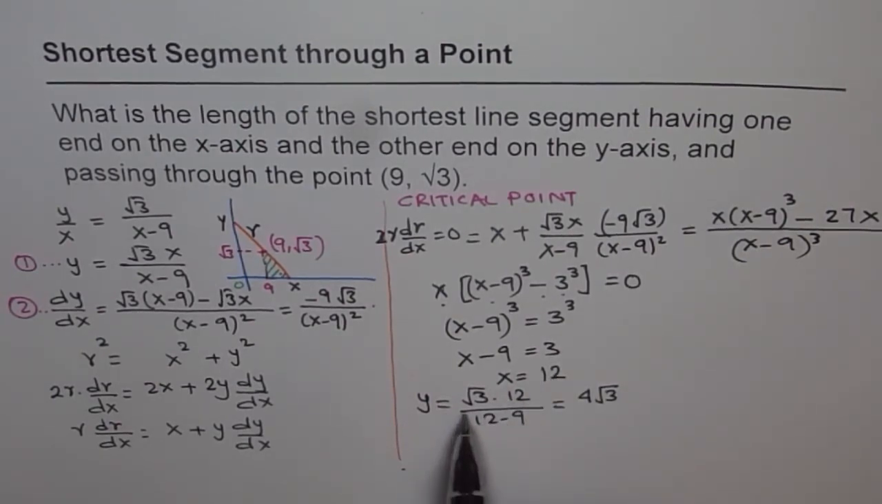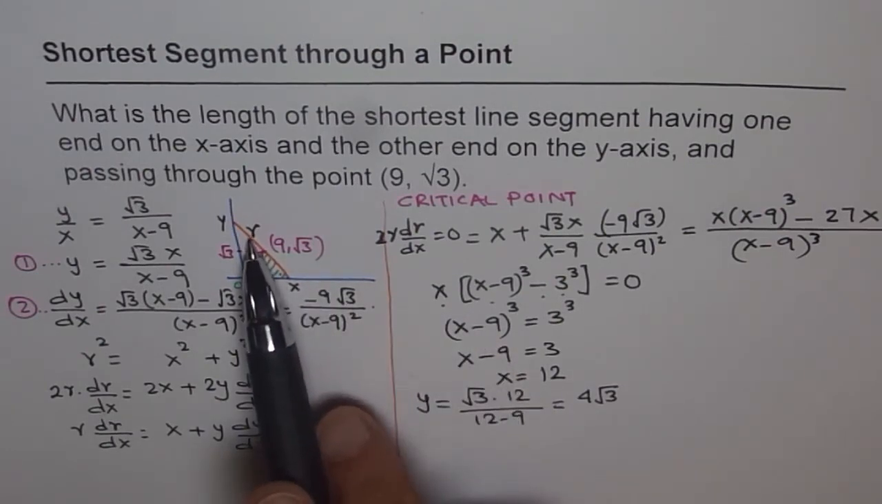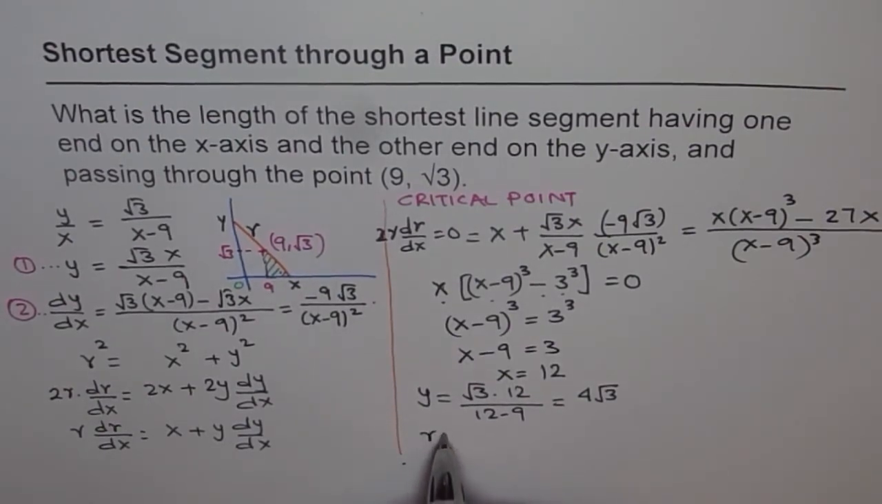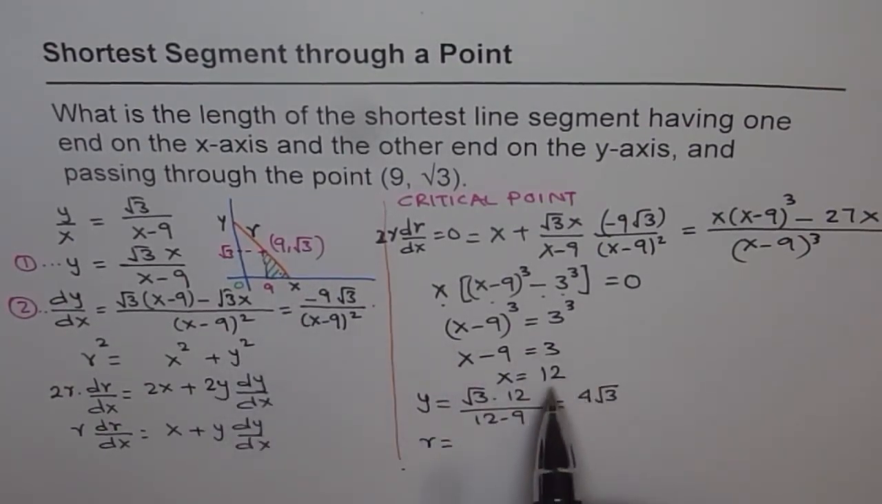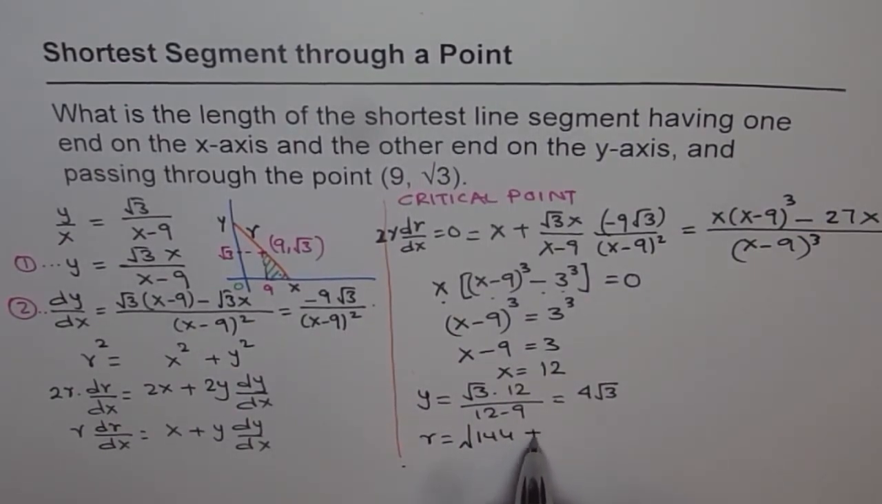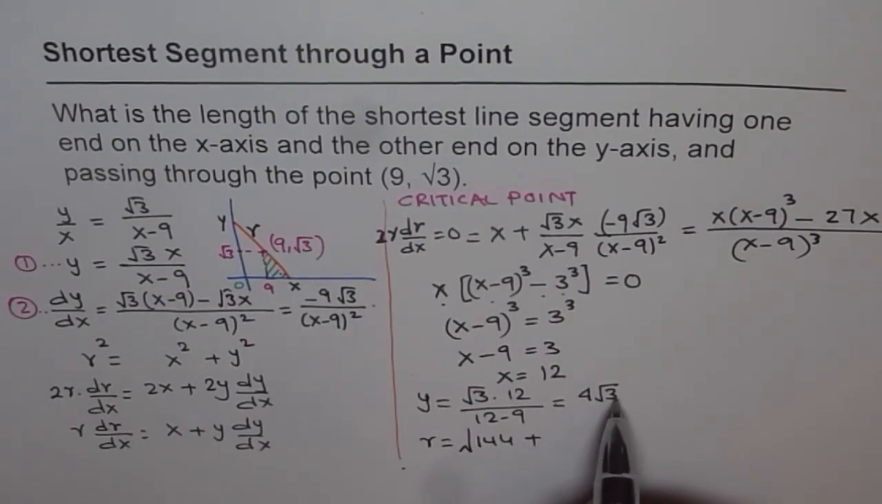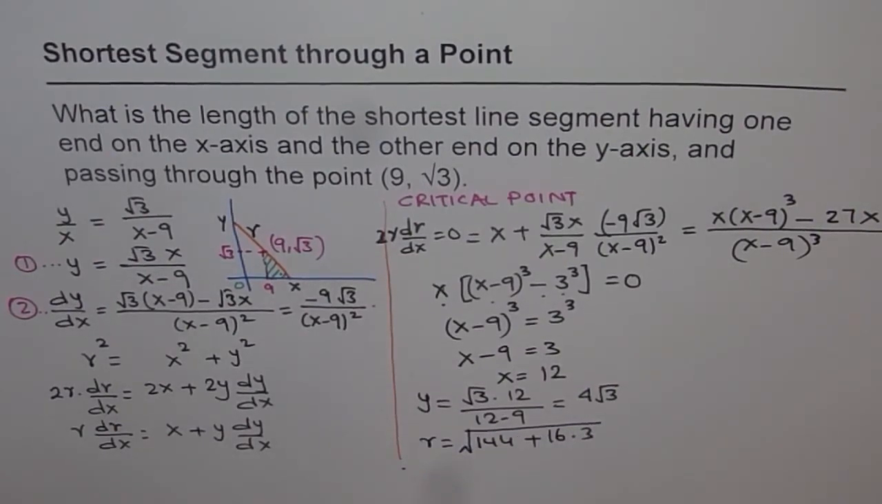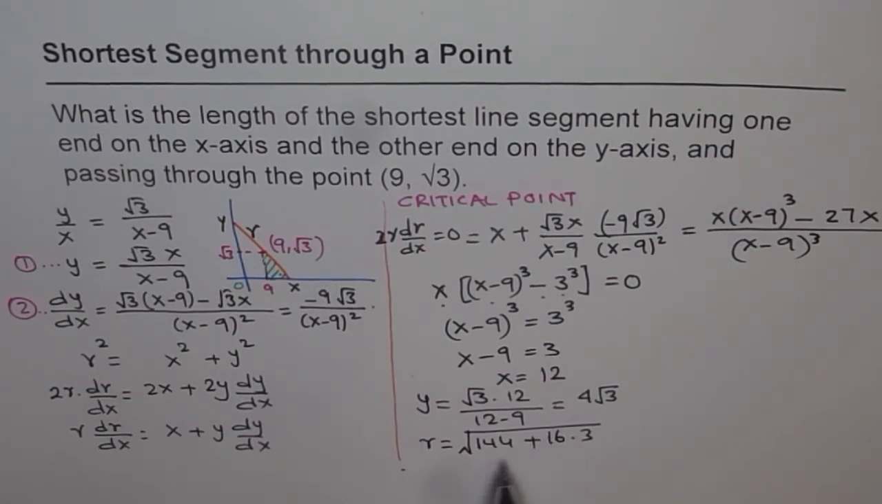Now for this value of x and this value of y, we can always find the value of r, which is the square root of x squared plus y squared, right? So we have r, with x squared being 12 squared, which is 144, plus y squared, which is 4 square root 3 squared. 4 squared is 16, right? 16 times 3, so 48. So that is r. But before getting into this, we know we got probably the shortest length.